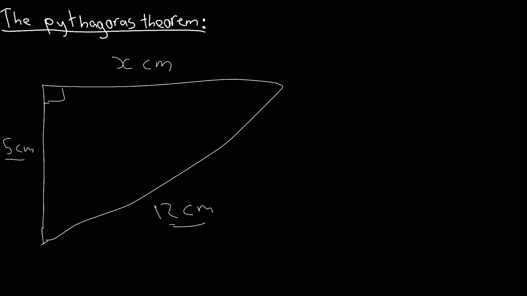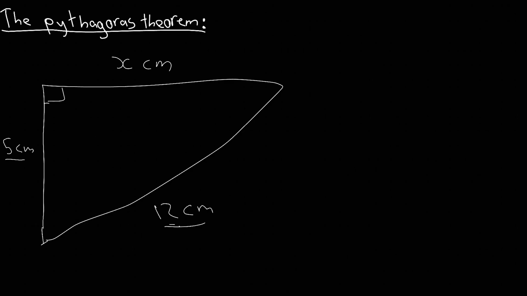So to identify the hypotenuse, I would need to find either the largest side or the side that is opposite to the right angle. Now obviously I can't find the largest side because I have a missing side x over here, so I can't really compare it. But I can see that this 12 centimeter is the hypotenuse, as we can see that this side over here is opposite to the right angle.